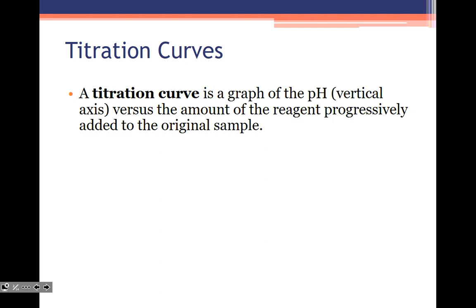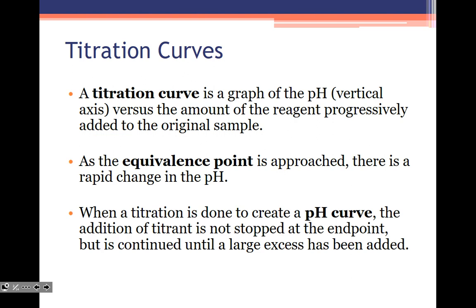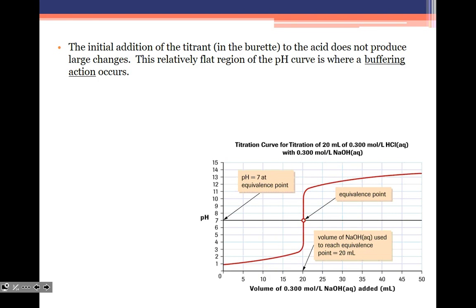A titration curve is a graph of the pH (vertical axis) versus the amount of the reagent progressively added to the original sample. As the equivalence point is approached, there is a rapid change in the pH, and when a titration is done to create a pH curve, the addition of the titrant is not stopped at the end point, but is continued until a large excess has been added. And so let's take a look at what's happening. The initial addition of the titrant in the burette to the acid does not produce large changes. This relatively flat region of the pH curve is where a buffering action occurs.